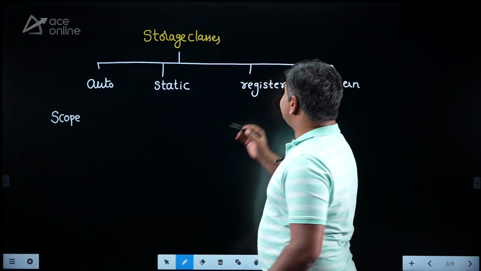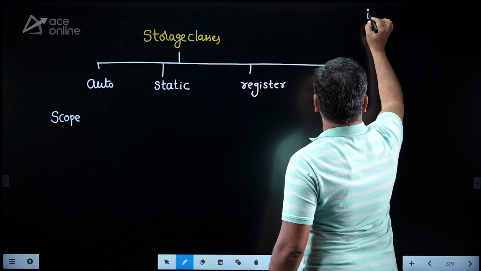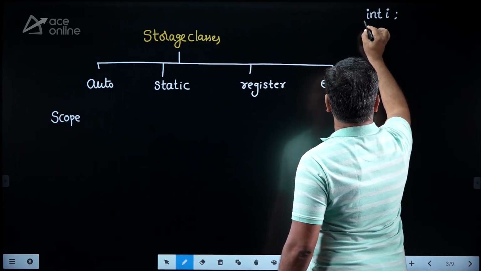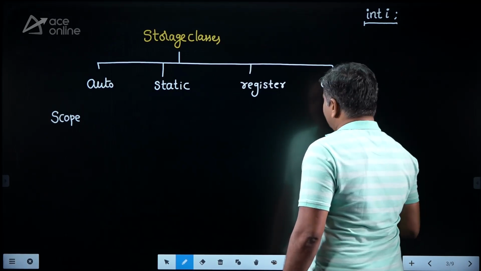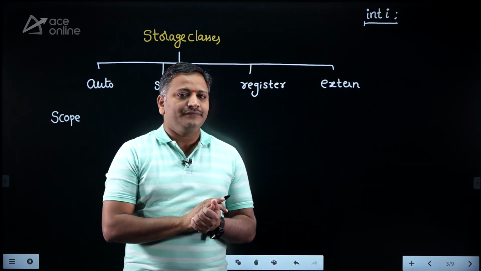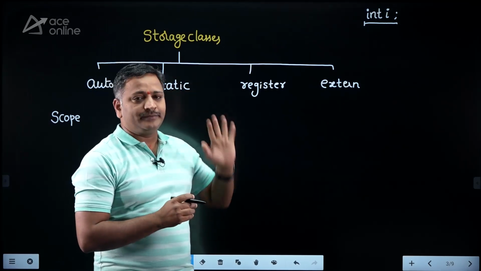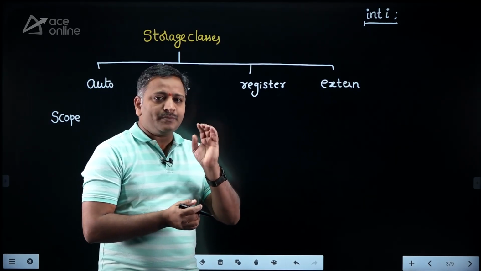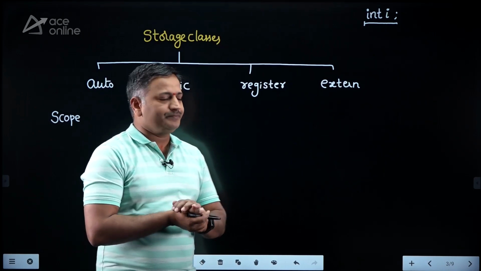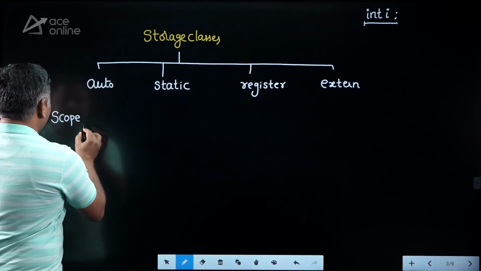So the moment you declare the variable I, whether it is outside of all functions or inside of some function, how many functions can access that variable? That is called scope of the variable, meaning the region where the variable is accessible and available is called scope.